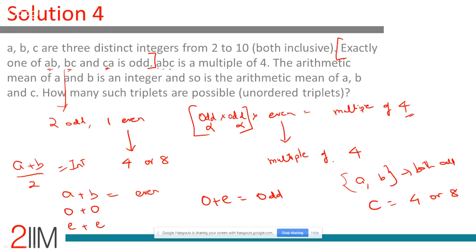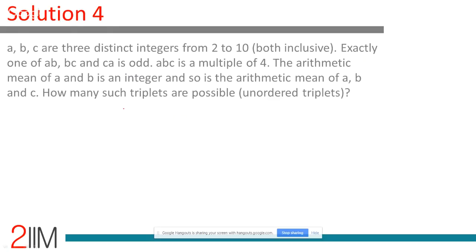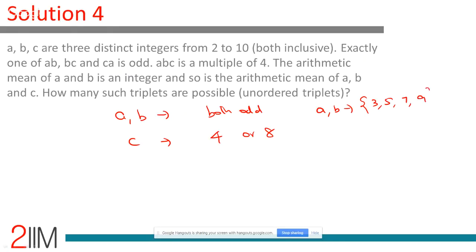So I'm going to take that set of inferences and then build again. We know that A and B are both odd, and C is 4 or 8. A and B have to come from 3, 5, 7, 9. C could be 4 or 8. We're talking about unordered triplets, so we just need to have the numbers, nothing else.